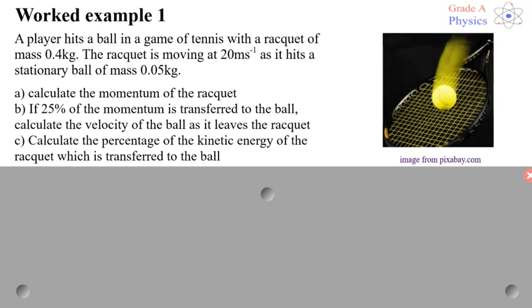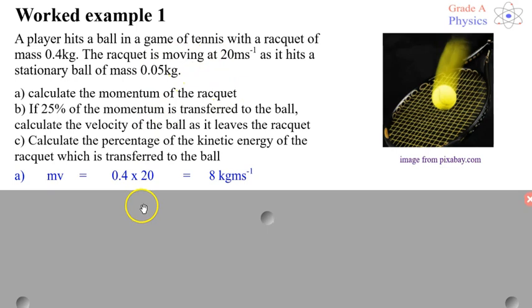There'll be lots of collisions in this topic. So there'll be footballs and tennis balls and cars and a whole range of things. So this is a fairly typical one. We've got a game of tennis, we've got tennis rackets, we know the mass, and we've got the velocity of that, and we've got a stationary ball, we know the mass of that. To calculate the momentum of the racket, that's pretty straightforward. That's just m times v. Nice easy formula, 0.4 times 20, we get 8 kilogram meters per second.